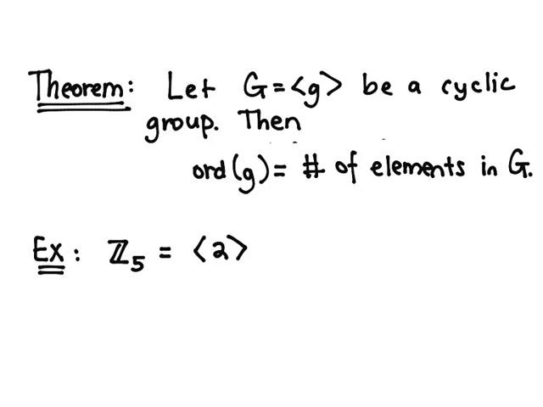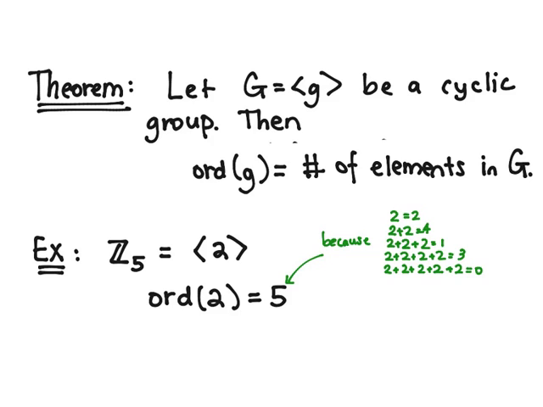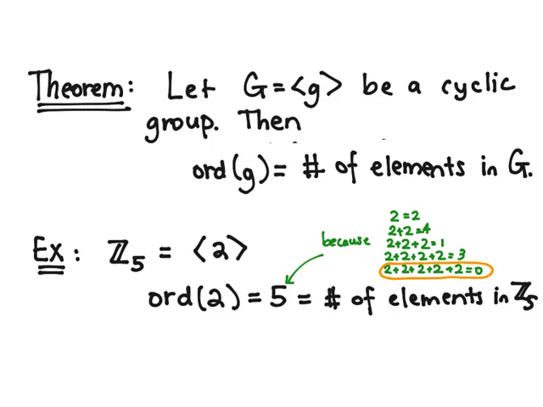For instance, I could take the cyclic group Z5, which we started with, and we noticed when we first started that Z5 is equal to the subgroup generated by the element 2. And if I calculate the order of that generator 2, I'll find that its order is equal to 5. And the way to see that is to take 2 and start adding it to itself over and over again. You'll find it's not until you've added it to itself 5 times that you get the identity. But what else is 5? 5 is the number of elements in the group Z5. So that's a special case of this theorem. The order of the generator is the same as the number of elements in the cyclic group.